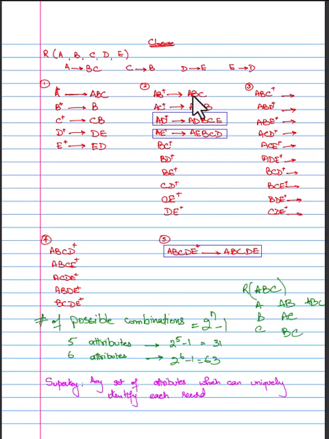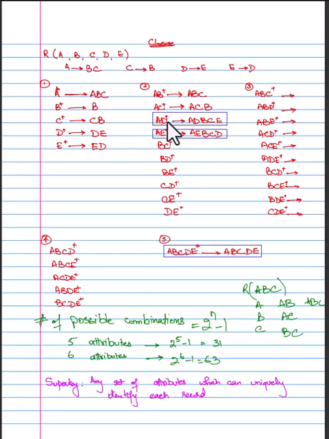So A identifies A and A also identifies BC. From this scenario we can see A identifies ABC, but B is not identifying any other attribute apart from itself. We have already written B here, so there is no need to repeat B again. So AB identifies ABC. AC identifies AC, and then we can see C identifies B. So AC will identify ACB.